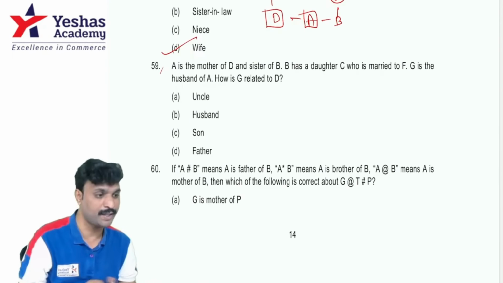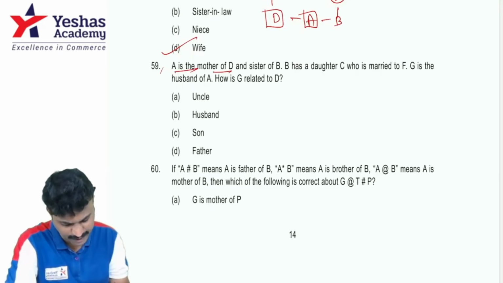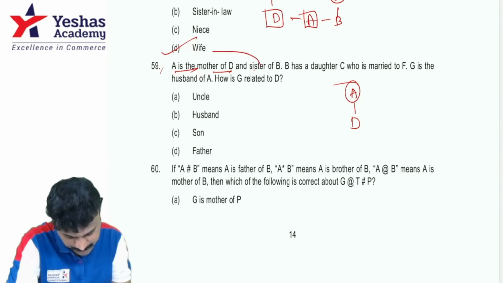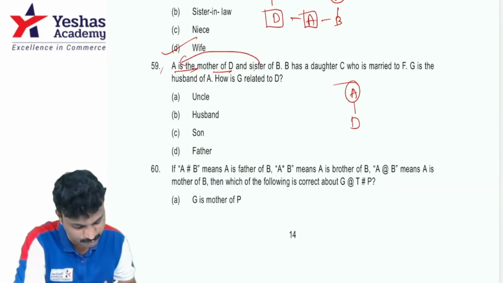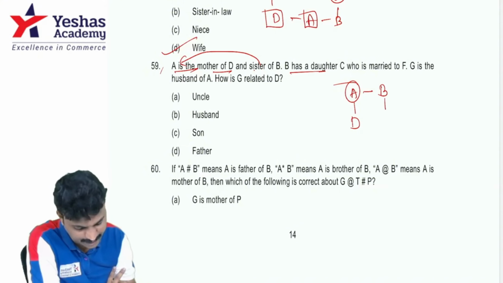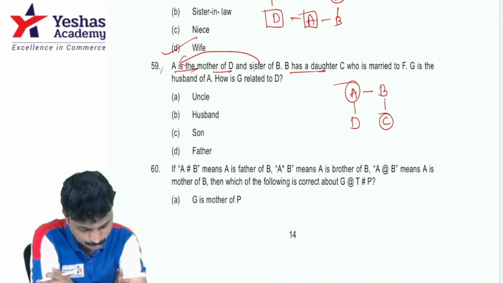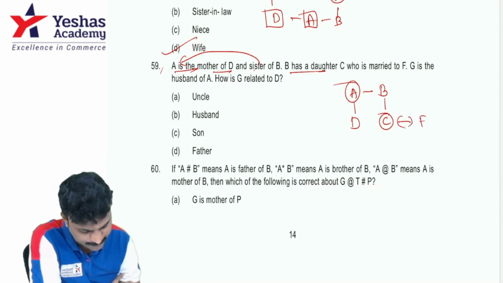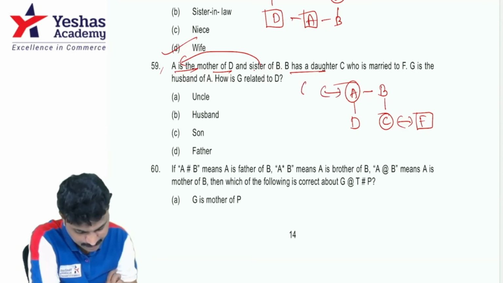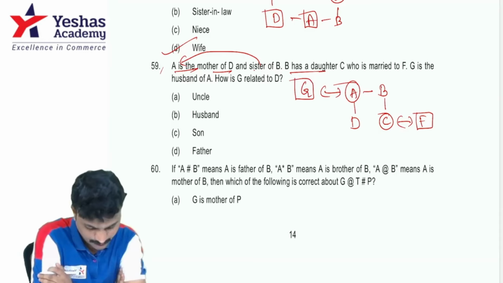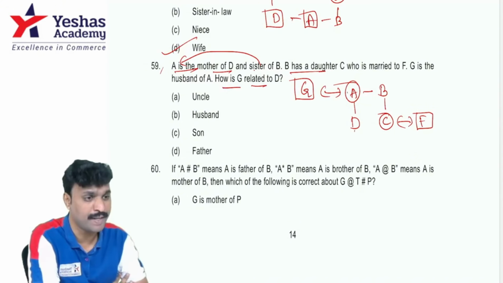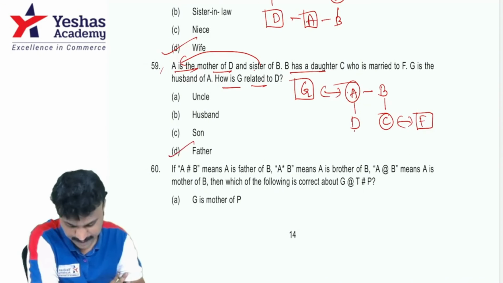Have you understood? 59th question. A is mother of D. So to D, A is a mother. Mother means female, circle. And D refers to which person? The first person. A is only sister of B. So B should be a sibling to A. B has a daughter C. So B has a daughter C means C should be below B. C is married to F means F is a male. Correct? G is husband of A. So G should be husband of A, male. Now the question is, how is G related to D? To D, A is mother. Mother's husband is only G, so father. So the answer is option D.